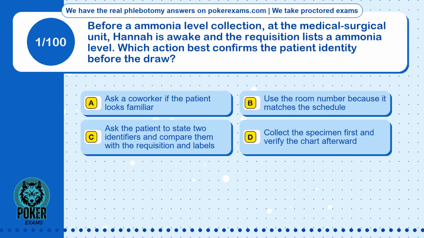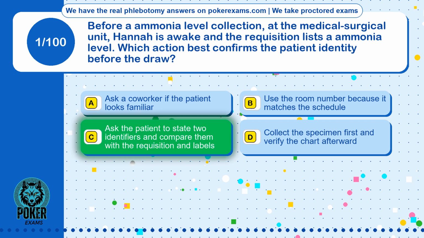Question 1. Before an ammonia level collection, at the medical surgical unit, Hannah is awake and the requisition lists an ammonia level. Which action best confirms the patient identity before the draw? Option A. Ask a co-worker if the patient looks familiar. Option B. Use the room number because it matches the schedule. Option C. Ask the patient to state two identifiers and compare them with the requisition and labels. Option D. Collect the specimen first and verify the chart afterward.